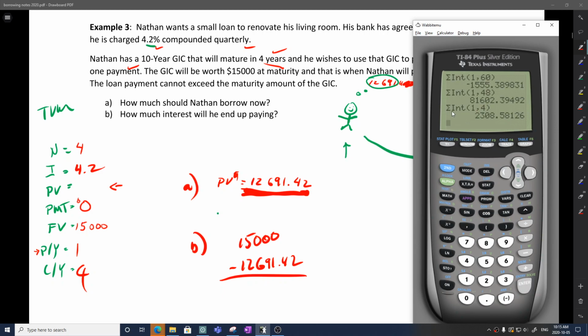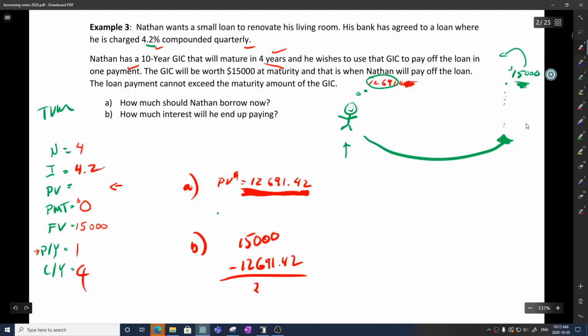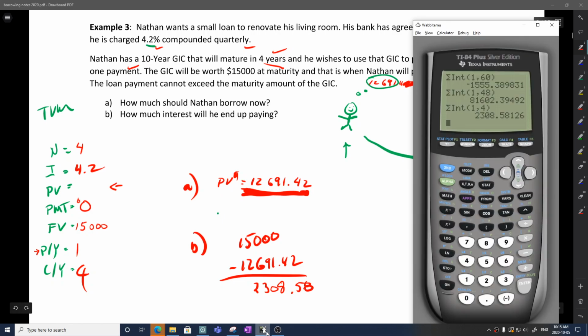So what we have here is interest from the first payment to the fourth payment, and the answer ends up being $2,308.58, I believe. Let me just check that again. Wonderful. If you have any questions, please ask.